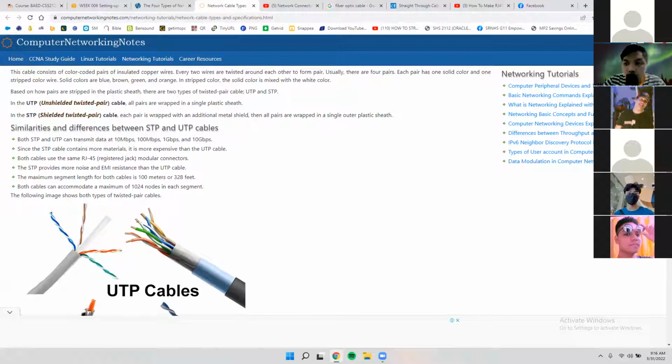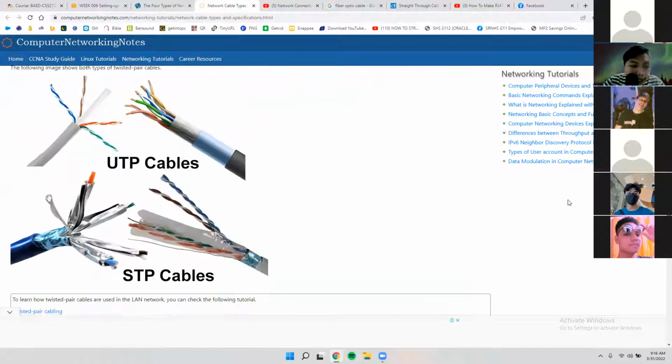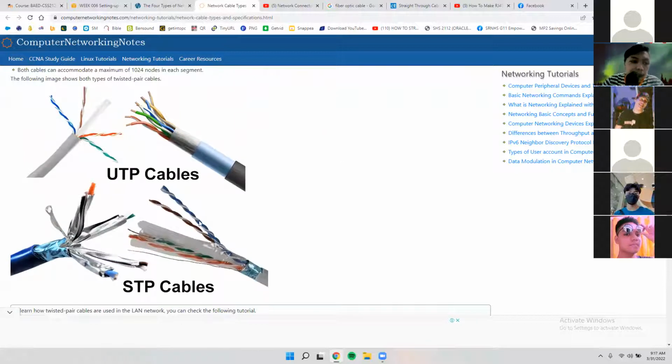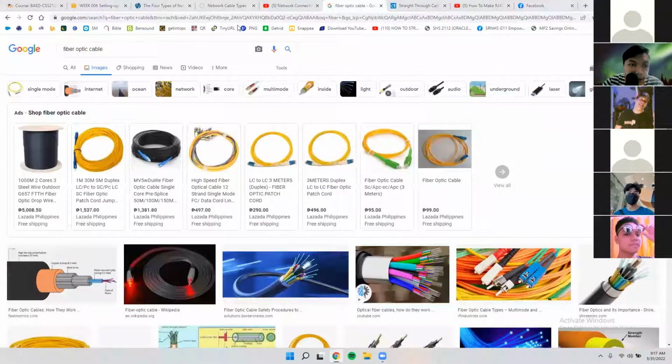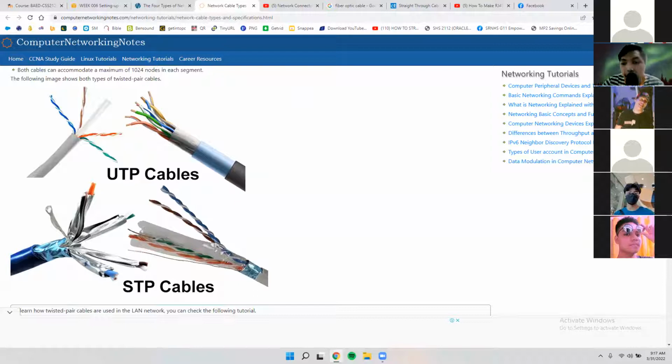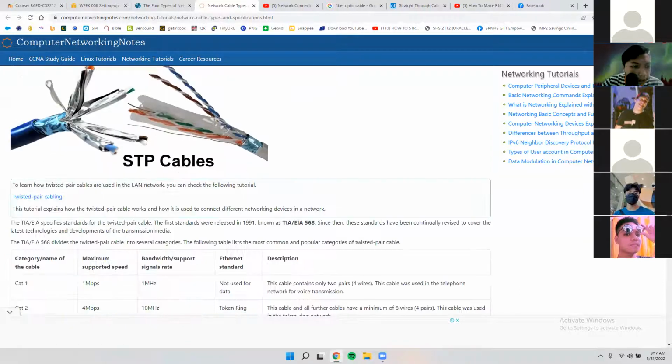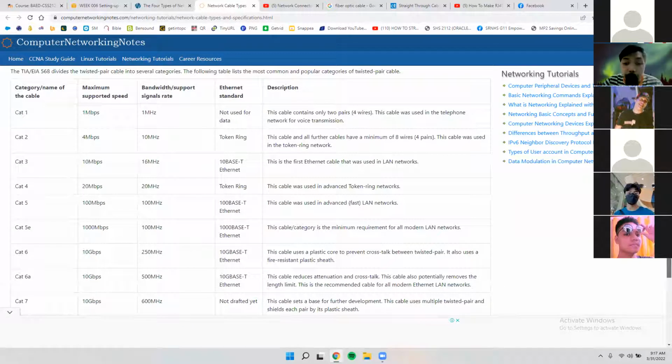Okay? These are the samples of the UTP and STP. So yung UTP, ito lang siya. It is covered by the plastic. It's LAN cable. And the other one is the STP. Isa-isa silang covered by the foil. Okay? So hanapin natin yung... Yan. So yun na pala, may sample na tayo. So makikita nyo po yan. No? So these are types of the cables.